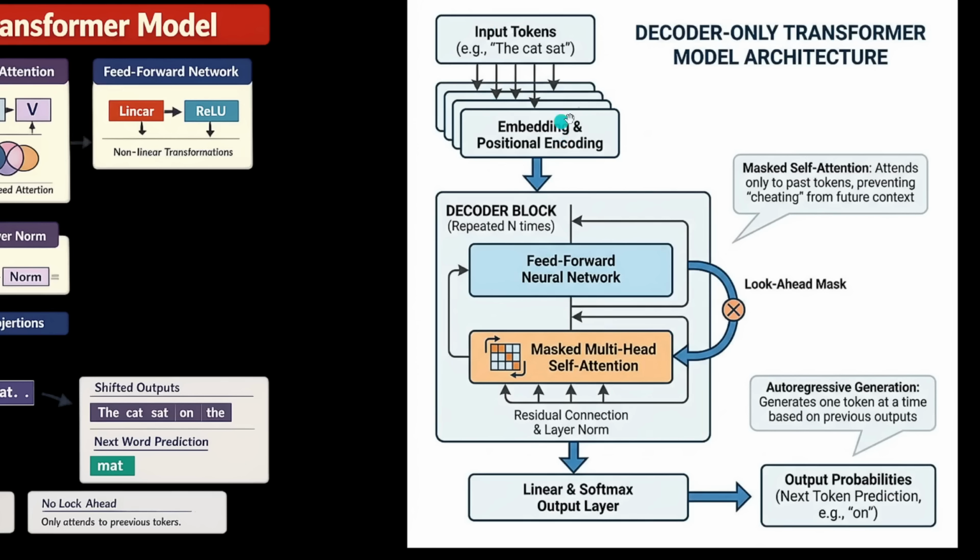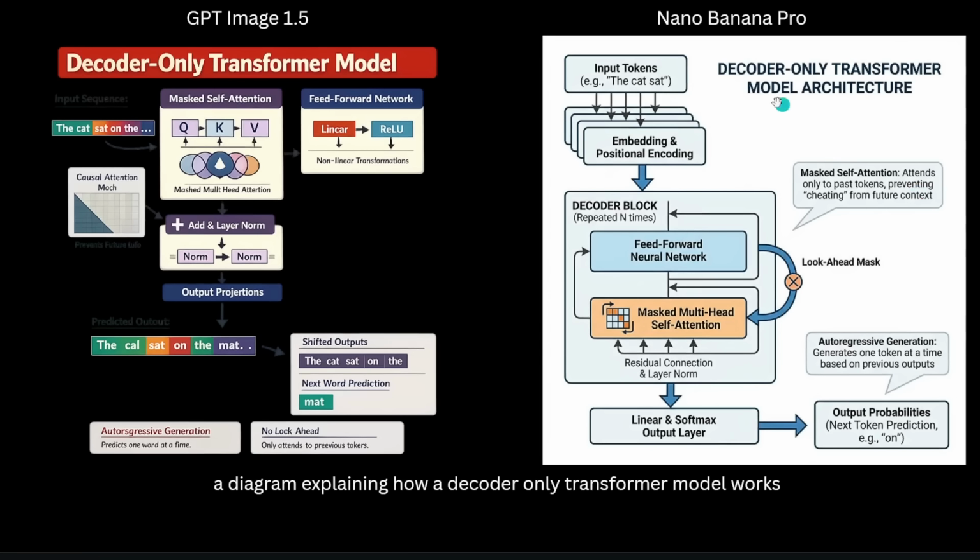Whereas for Nano Banana Pro, this looks a lot better. It includes all the components, including the embeddings and positional encoding. I guess here the arrows are kind of reversed because it's starting from the top, so I would actually reposition this so the attention block is at the top and then it goes through the feed-forward neural network, but I guess this way works too. And then afterwards, it goes through the final linear and softmax output layer to give us the probabilities. Overall, Nano Banana Pro does a much better job in this example.